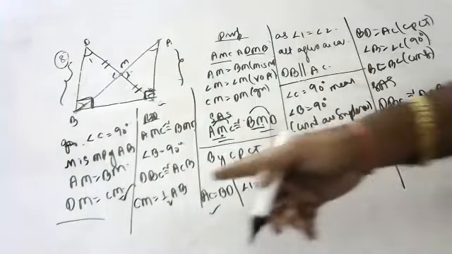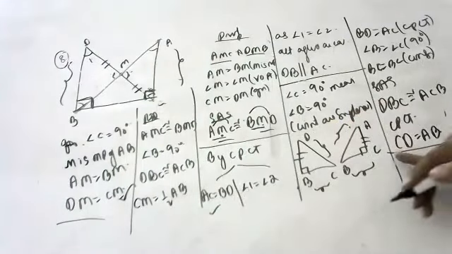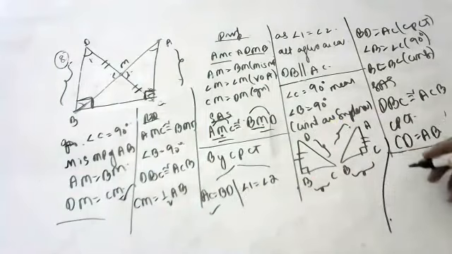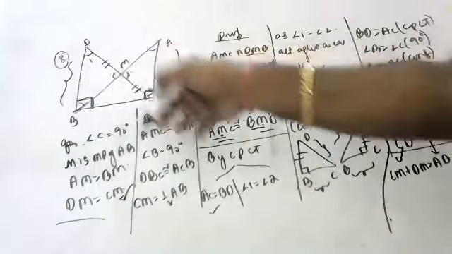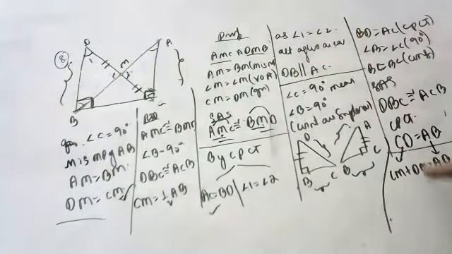Now, last one I want: CM is equal to half of AB. 2 of CM is equal to AB. CD, what we can write, children? CD is CM plus DM. Children, CD, what we can write? CM plus DM. But CM and DM are equal.